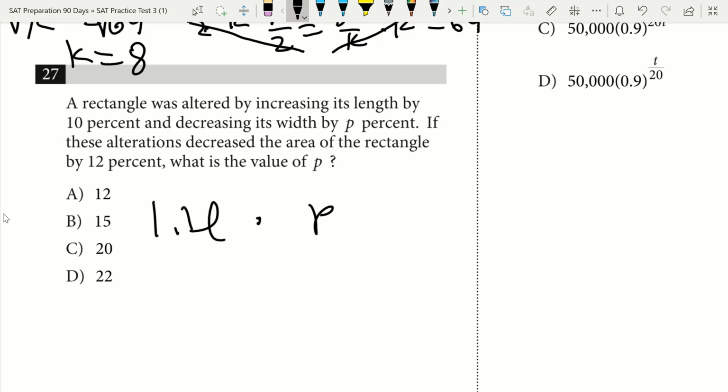All right, 27. A rectangle was altered by increasing its length by 10% and decreasing its width by p%. If these alterations decrease the area of the rectangle by 12%, what is the value of p?